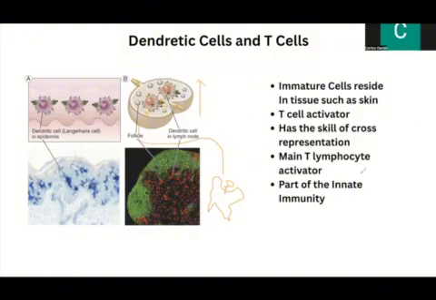As it matures, it increases MHC molecules and co-stimulators. Dendritic cells also have the skill of cross-presentation, which happens when internalized antigens from the cytoplasm of a dying cell enter a dendritic cell, where they are expressed through MHC1, presenting the internal antigens.